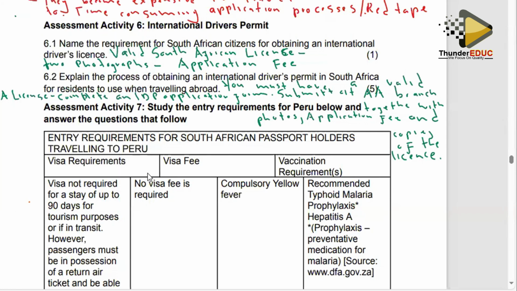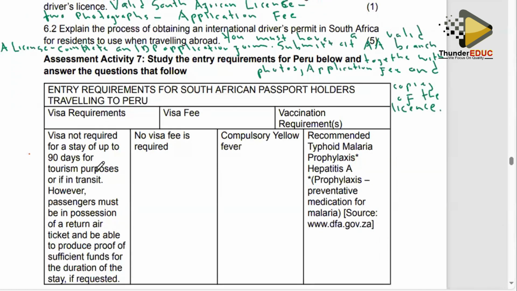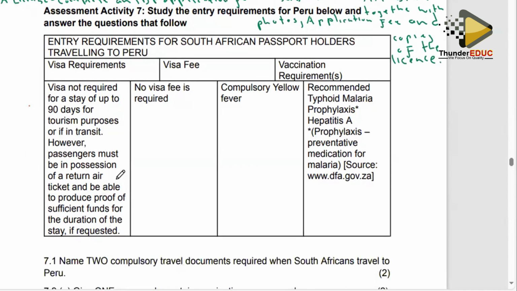Then assessment activity 7, study the entry requirements for Peru below and answer the questions that follow. So the entry requirements for South African passport holders. Visa not required for stay up to 90 days for tourism purposes or if in transit. However, passengers must be in possession of a return air ticket and be able to produce proof of sufficient funds for the duration of the stay if requested. There is no visa application fee. Yellow fever is compulsory. Then recommended vaccinations: typhoid, malaria prophylaxis, hepatitis A, preventative medication. So people should have preventative medication.